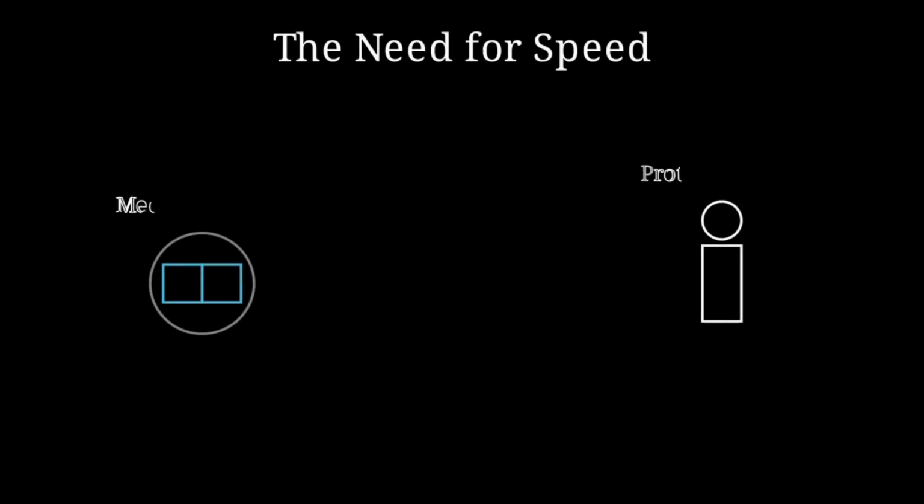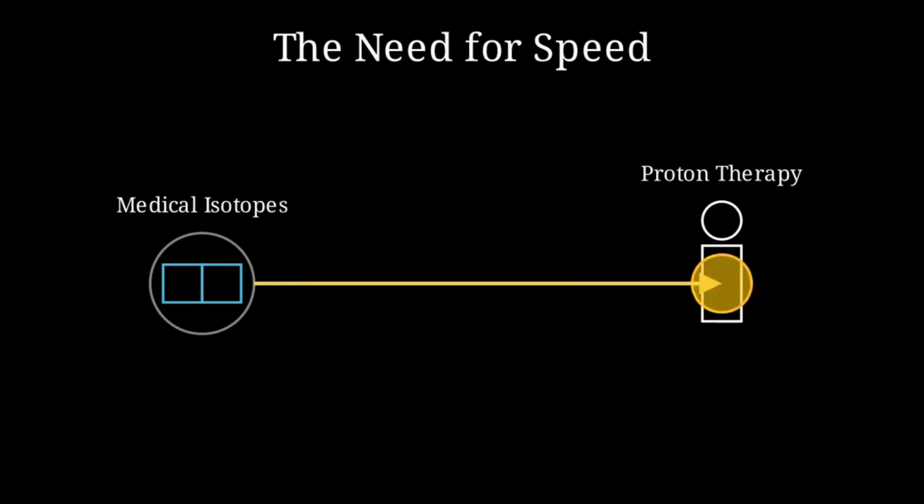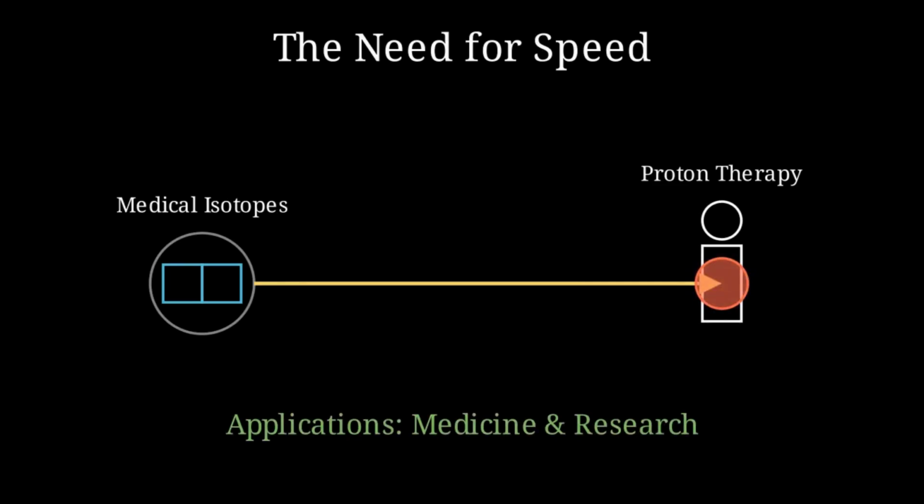Why do we need cyclotrons? They are essential for producing medical isotopes and providing proton therapy for cancer treatment. By accelerating protons or ions, we create high-energy beams capable of precise medical intervention and deep scientific discovery.